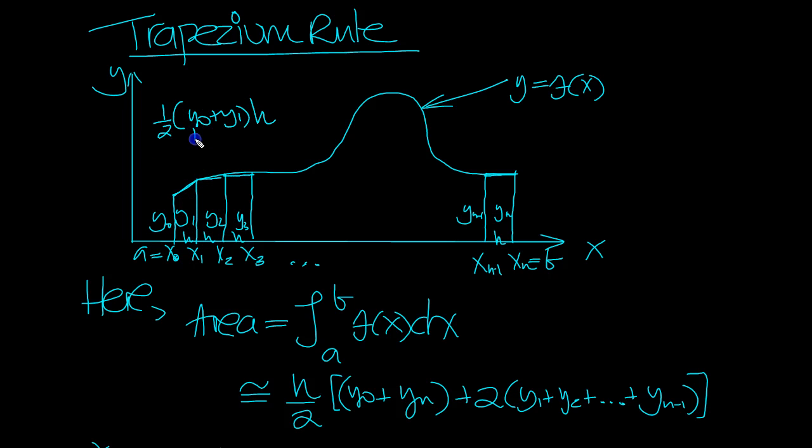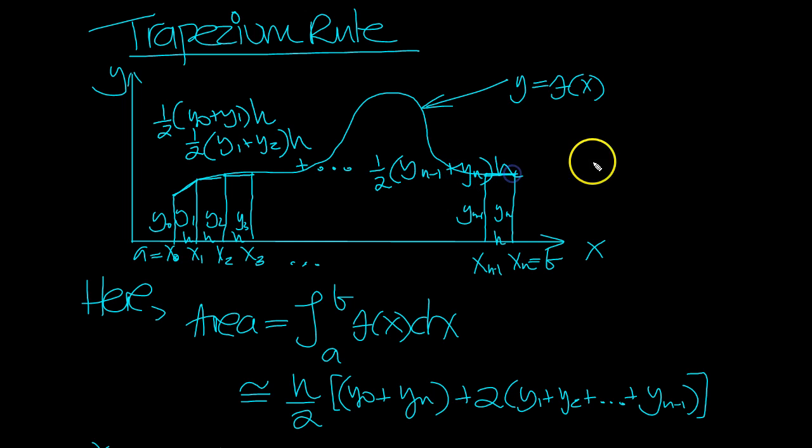Then the next one would be a half, and then it would be y1 plus y2, lots of h, and it would be all the way down to the last one, which would be a half of yn minus 1 plus yn times h. So the half h would come outside a bracket.